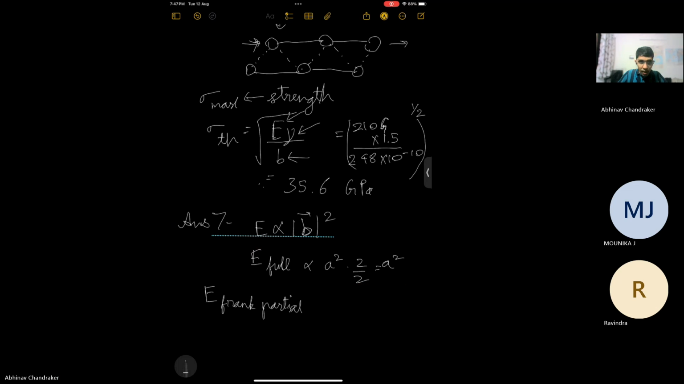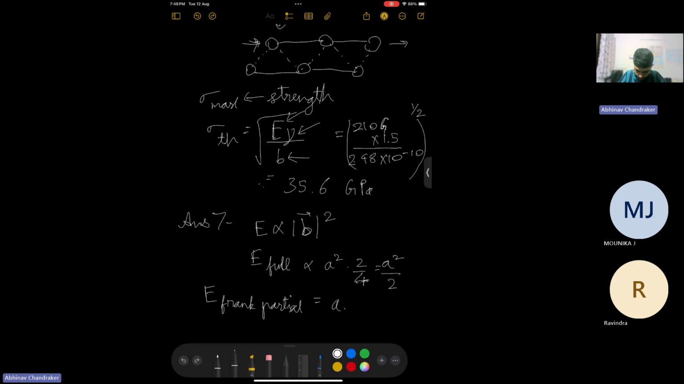Frank partial will be equal to a square by 4 actually. So a square by 2, a square into 3 by 3 square. So I am adding up the squares of the components to know the moduli. Let me just write down the steps in case someone has an issue.